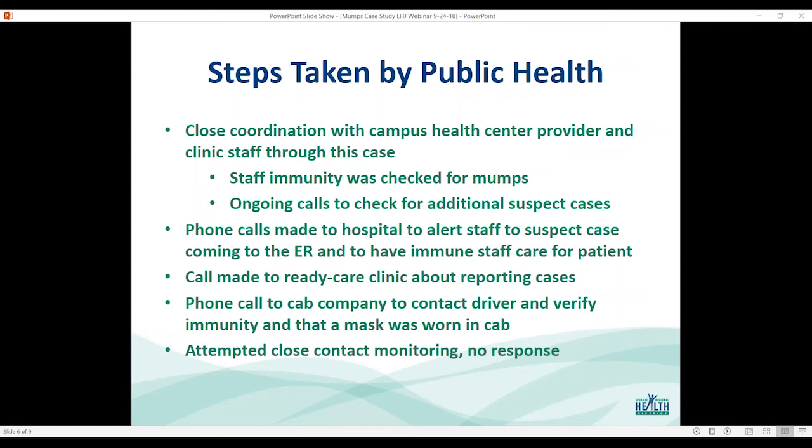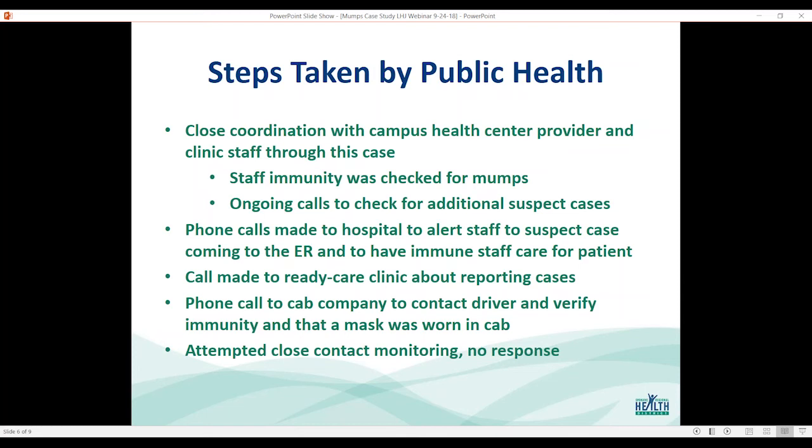So steps taken by public health, there were many. Close coordination with campus health center provider and clinic staff throughout this case. Staff immunity was checked for mumps to make sure that those who had cared for the patient were immune, and ongoing calls to check for additional suspect cases. Phone calls were made to the hospital to alert staff to the suspect case coming to the emergency room, and again, having immune staff care for that patient. A call was made to the Ready Care clinic about making sure they're reporting suspect cases. A phone call to the cab company to contact the driver and verify immunity and that a mask had been worn in the cab. And attempted close contact monitoring occurred.